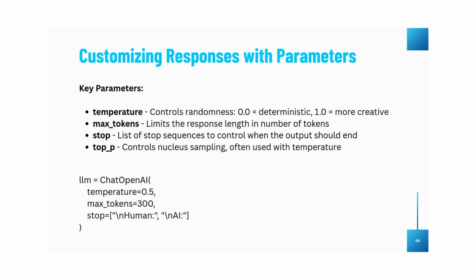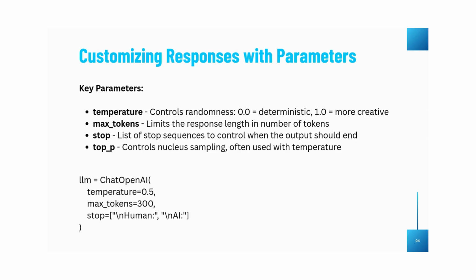LangChain lets you customize the output using just a few simple parameters. Let's start with temperature. This parameter controls the randomness of the model's output. 0.0 makes the model deterministic. It means same input equals same output. Higher values like 0.8 make it more creative and diverse. Use temperature 0.0 for fact-based applications and 0.7 plus for creative tasks.